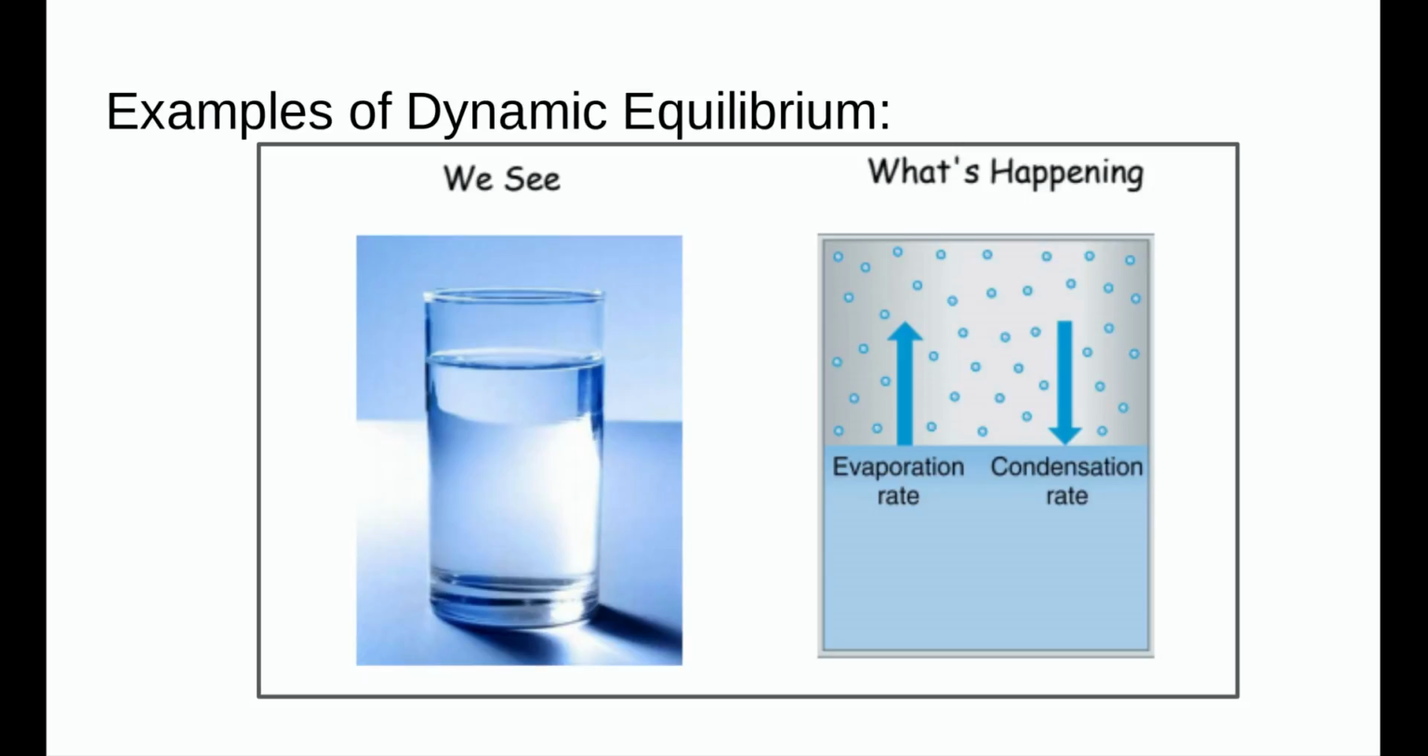But if we could zoom in and look at the particles, some of the water is evaporating and some of the water vapor is condensing back into the water glass. So there's changes happening at microscopic levels, but at eye level, we cannot see a change. That is a dynamic equilibrium.